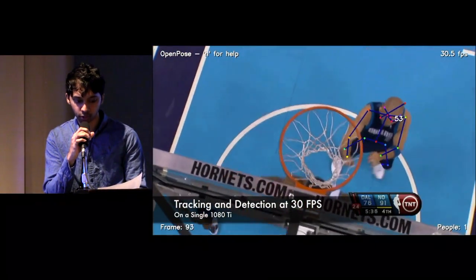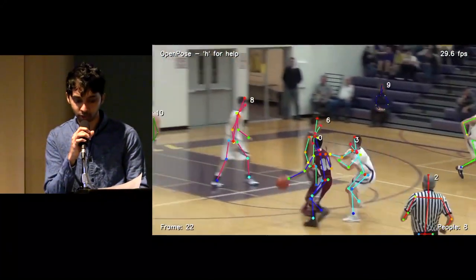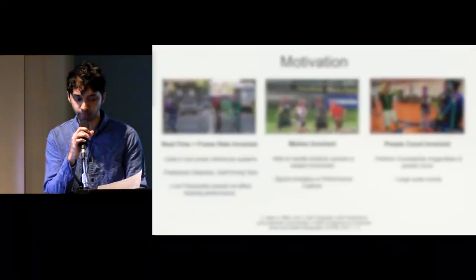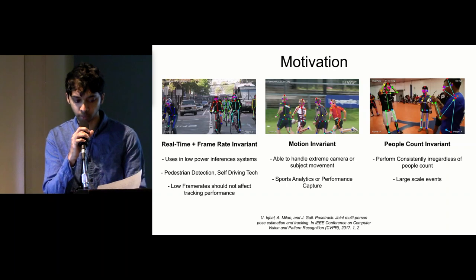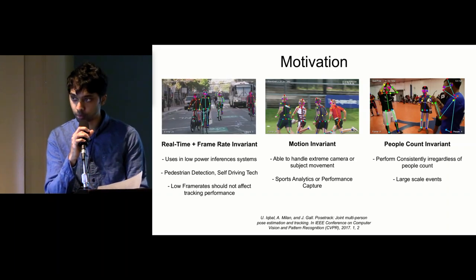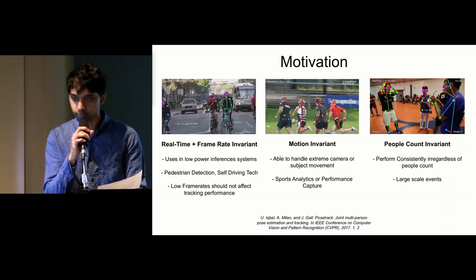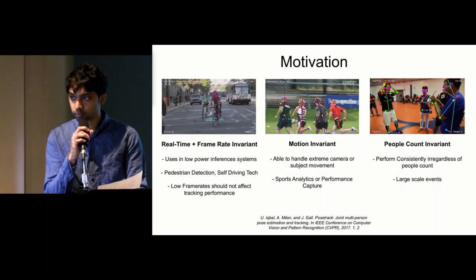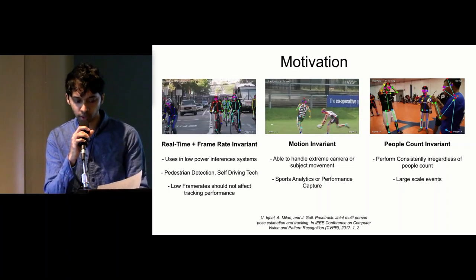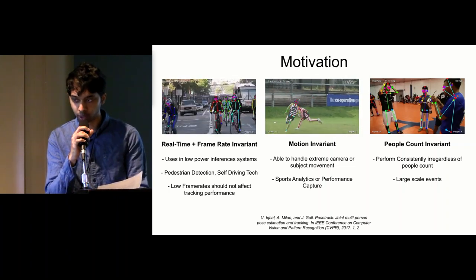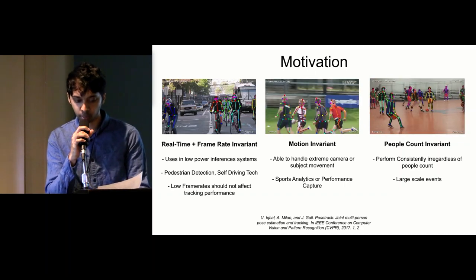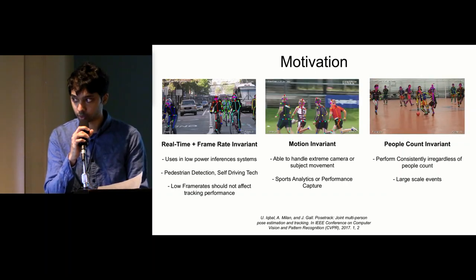We present a method that jointly does tracking and detection of 2D pose of multiple people at over 30 frames a second on a single GPU. Our motivation was to build a method that is robust and invariant to input frame rate, motion blur, handling extreme camera or subject movement, and the number of people in the scene while maintaining a high accuracy.